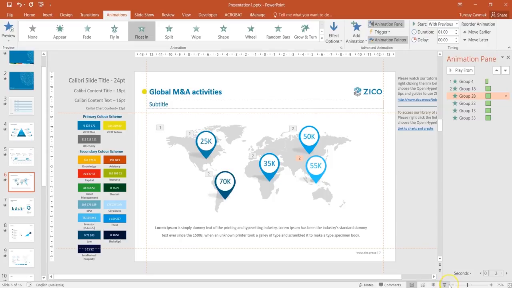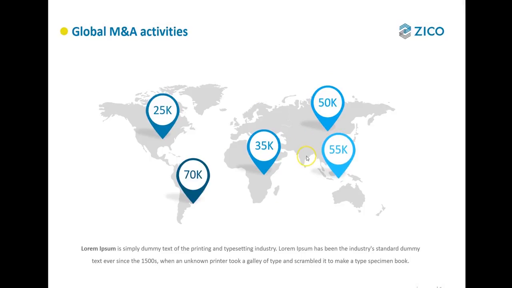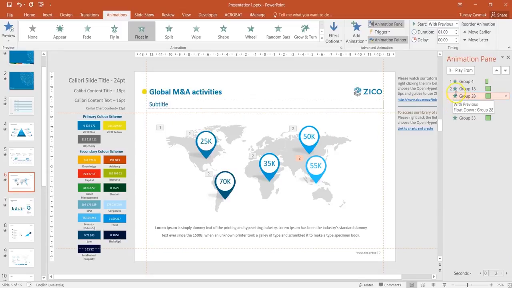But maybe we want to highlight certain regions, so we highlight the ones we want, and we're going to do start on click. So if we did start on click, that means each click will bring up each button. That's why the numbers next to those buttons are now 1, 2, 3, 4, 5, 6. So if we want Asia to come together, we click on that group 28 and then we hit start with previous. That means it's going to start right on the second click, right after the first button comes in. So first click the map, second click both Asian regions because one started after the previous, third click Africa, fourth click North America. So now this is 4 clicks instead of 6 clicks.